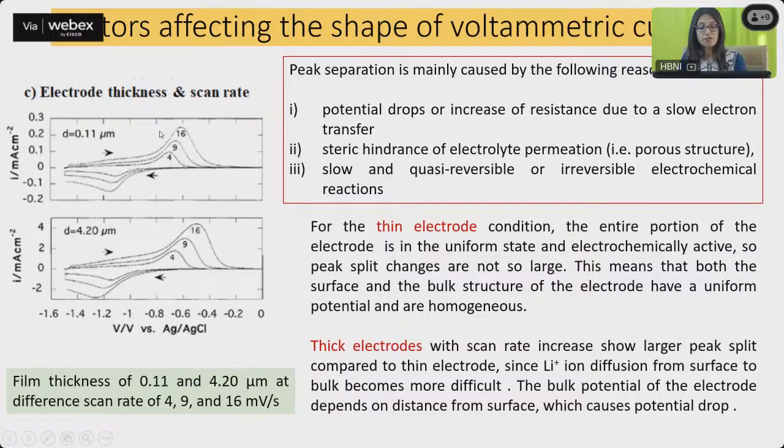Then electrode thickness. If you have a thick electrode, the scan rate increase shows larger peak split. You can see the difference. Peak split is this delta EP value compared to the thin electrode, which is on the top. This is a thin electrode because the distance is 0.11 micrometer, whereas in this case it is 4.2 micrometers. So for the thick electrodes, with the increase in the scan rate, it is going to show a larger peak split compared to the thin electrode. Why? Because the lithium ion diffusion from the surface to the bulk is becoming more difficult. So the bulk potential of the electrode depends on distance from the surface, and this is going to cause the potential drop. So this is how the electrode thickness is going to affect your CV curve.